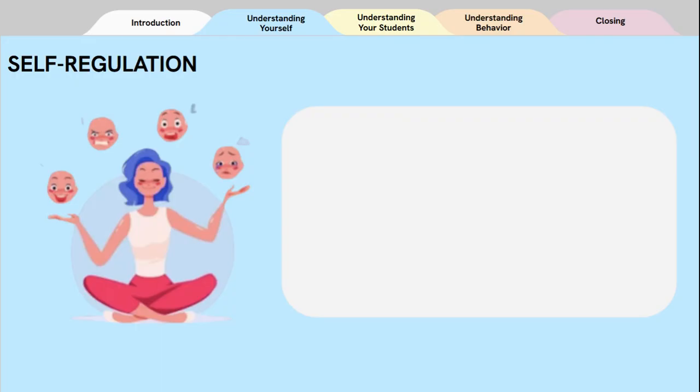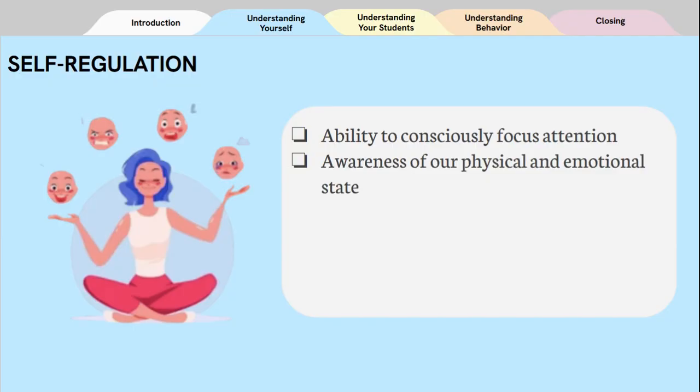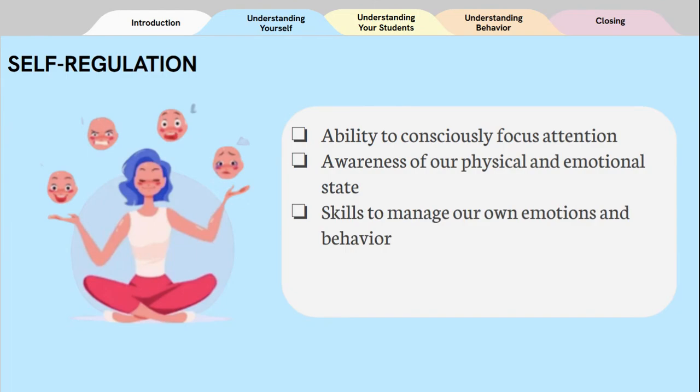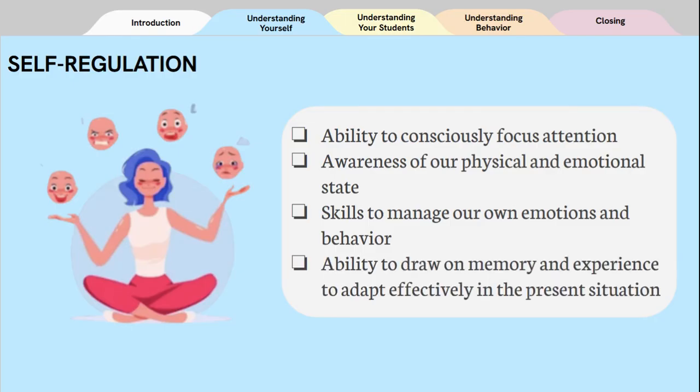Self-regulation is the next part of understanding yourself. This is our ability to consciously focus our attention. The awareness of our own physical and emotional state. Having the skills to manage our own emotions and behavior. And the ability to draw on memory and experiences to adapt effectively in the present situation.